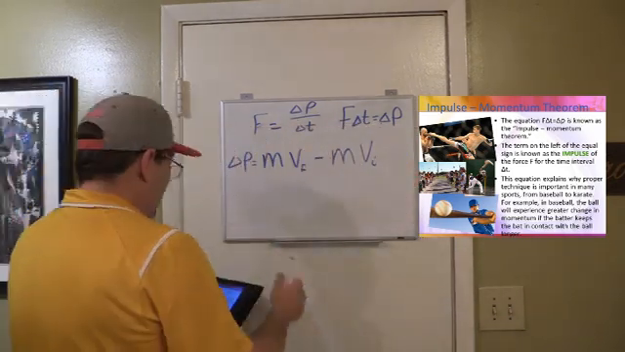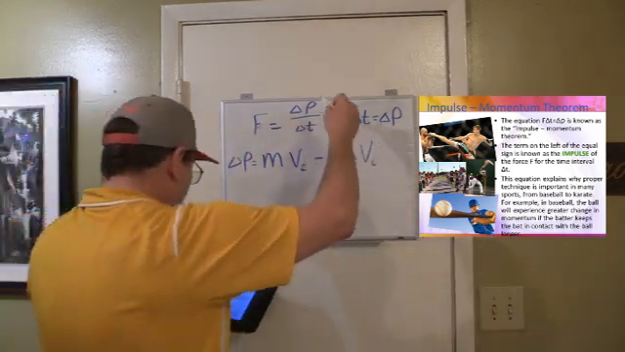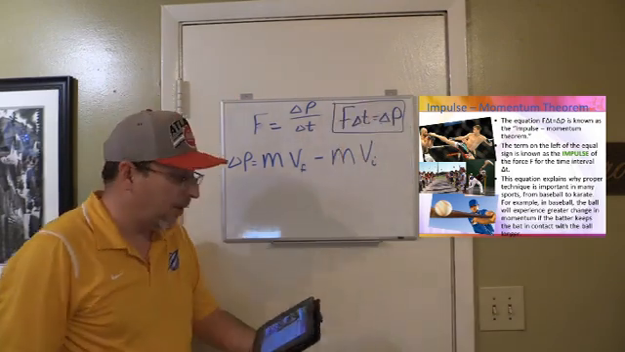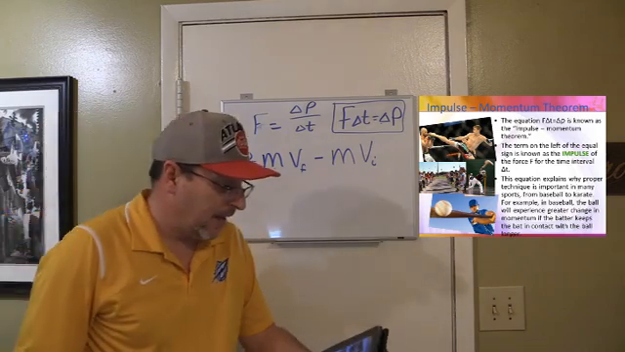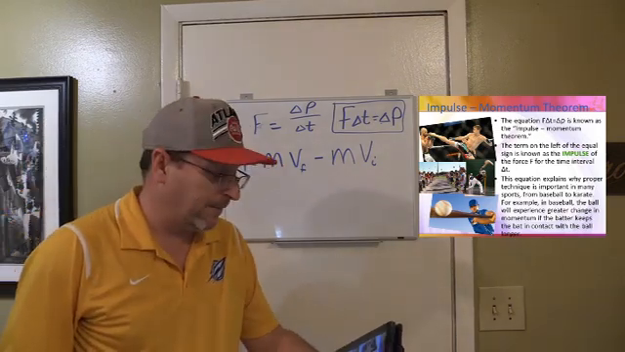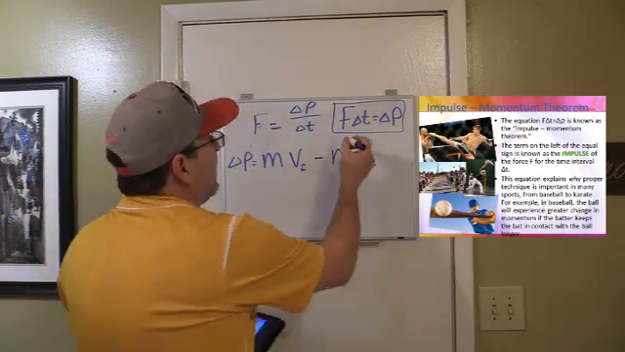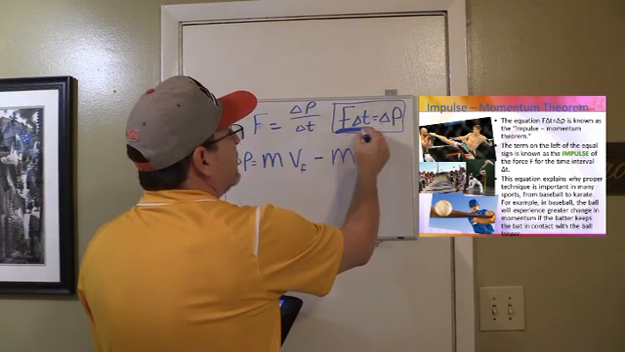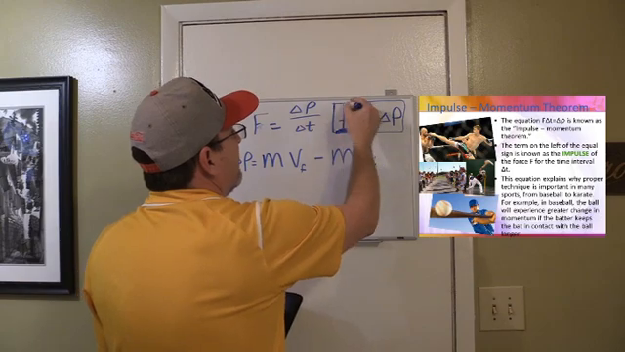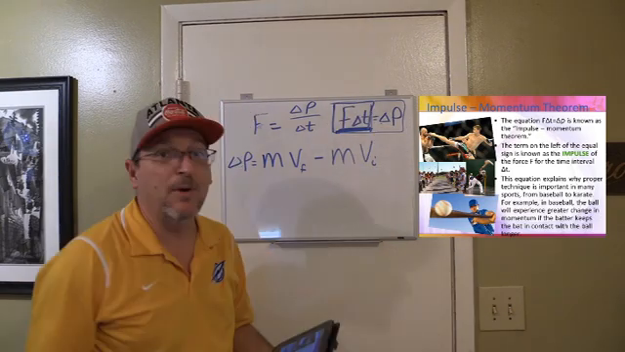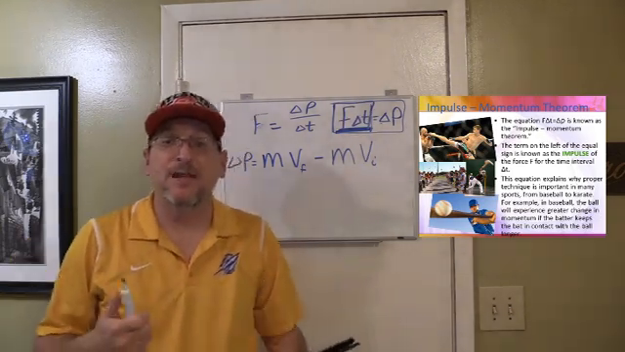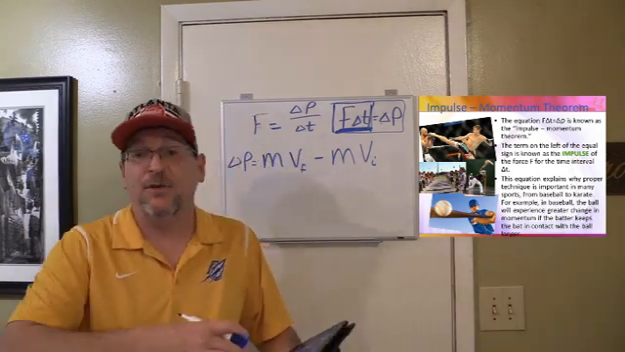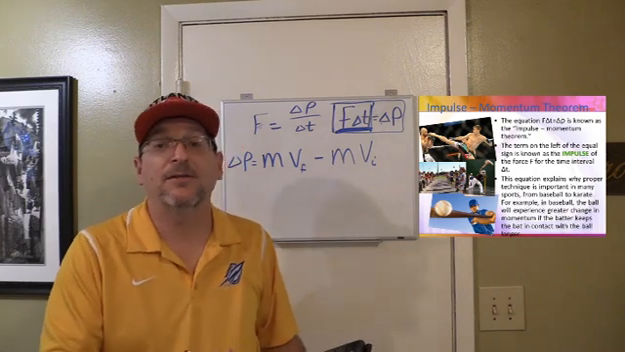Now this formula that we have right here, we know as the impulse momentum theorem, okay? This part right here is the impulse. The force times delta t, the force times change in time. That right there is my impulse. And the impulse is basically how much of a force for how much of a time you are going to act on an object.